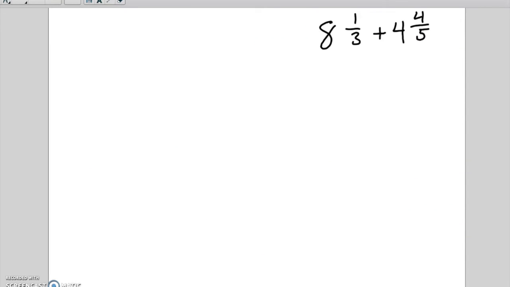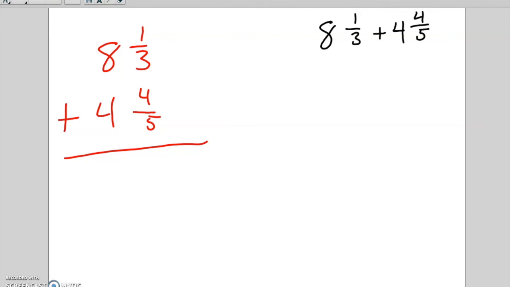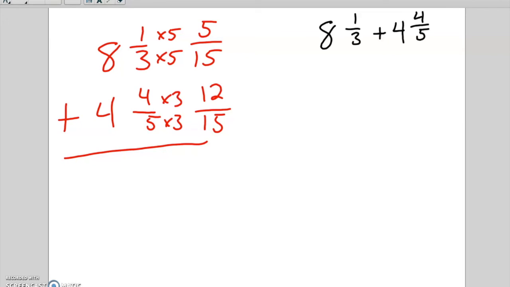Try this one. Push play when you got it. We're adding this time. Did you notice that? Ooh la la. Okay. So 15ths. They both go into 15. That's times 5, times 5. 5 15ths. Times 3, times 3. That's 12 15ths. I add those. 5 plus 12 is 17. Over 15. 8 plus 4 is 12.